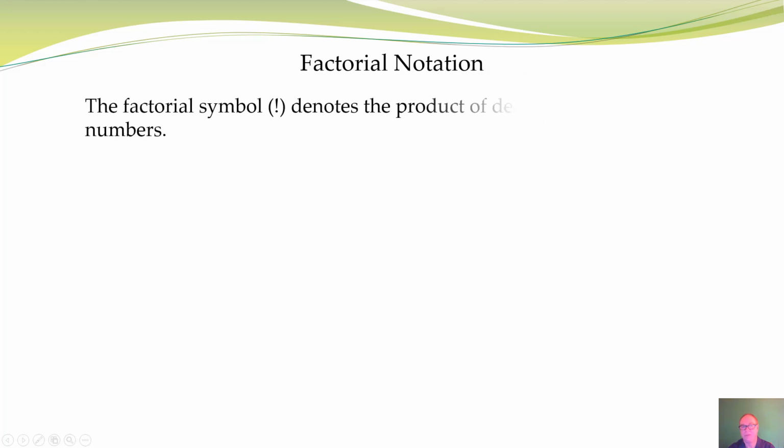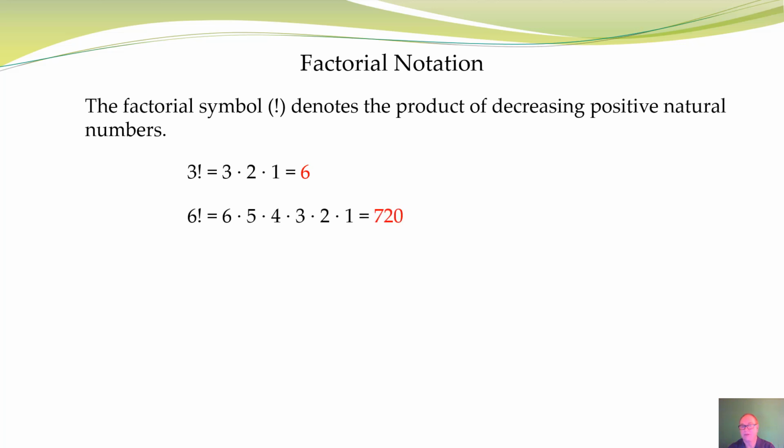Factorial notation. The factorial symbol, the exclamation point, denotes the product of decreasing positive natural numbers. 3 factorial is equal to 3 times 2 times 1, which would equal 6. 6 factorial would be 6 times 5 times 4 times 3 times 2 times 1. If you multiply it all out, you get 720. So n factorial would be n times n minus 1 times n minus 2 all the way down to 1.